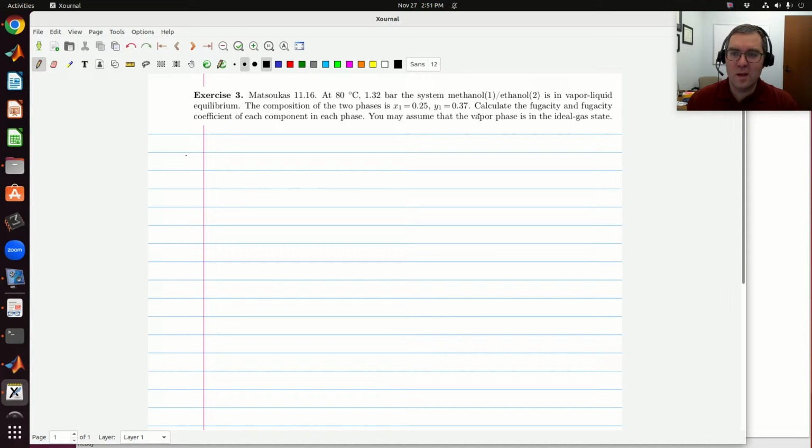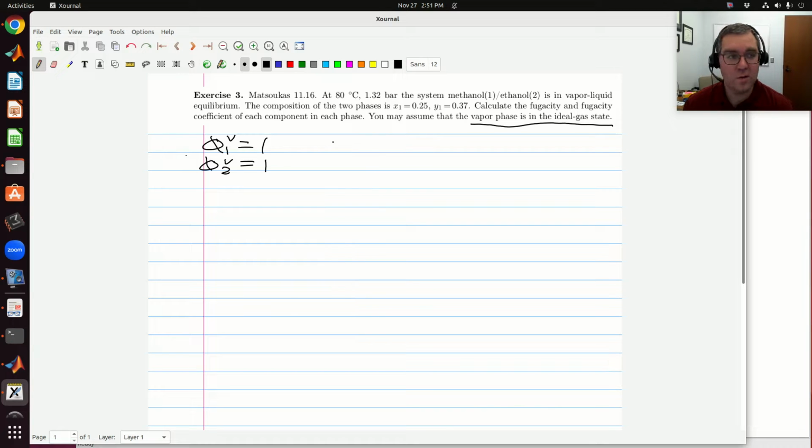Calculate the fugacity and fugacity coefficient of each component in each phase. You may assume that the vapor phase is in the ideal gas state. The key here is that we're told we can assume the vapor phase is in the ideal gas state, and what that tells us is that the fugacity coefficient of component 1 in the vapor is equal to 1, and the fugacity coefficient of component 2 in the vapor phase is equal to 1.